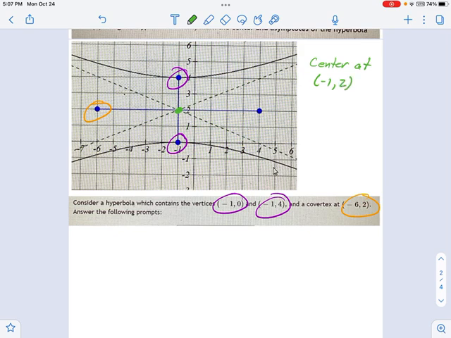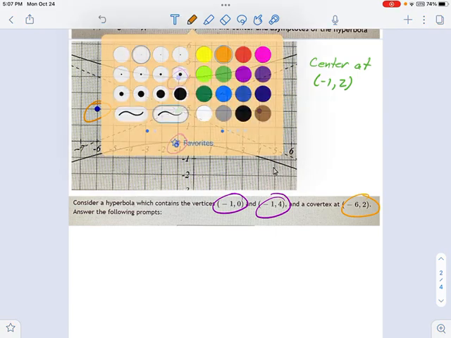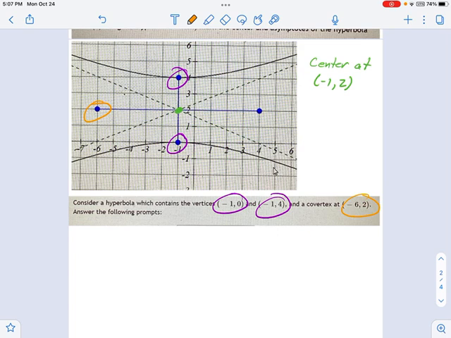And then we have one of the co-vertices given, which is at -6, comma 2. I've put that in orange, which means the other one's going to be simply reflected over the center of the hyperbola to the other side. If this is 1, 2, 3, 4, 5 clicks, then we go 1, 2, 3, 4, 5 more. This is going to be another co-vertex at 4, comma 2.